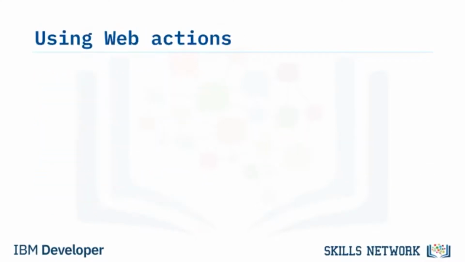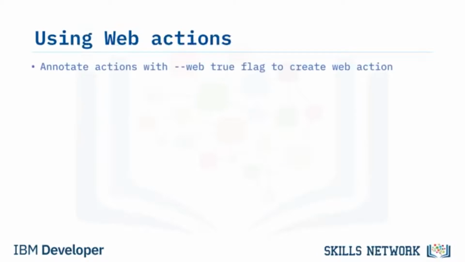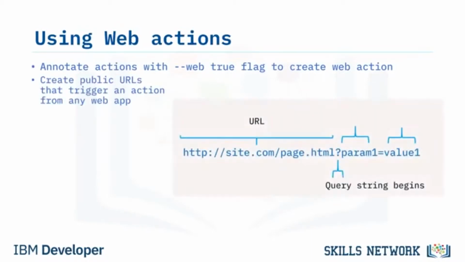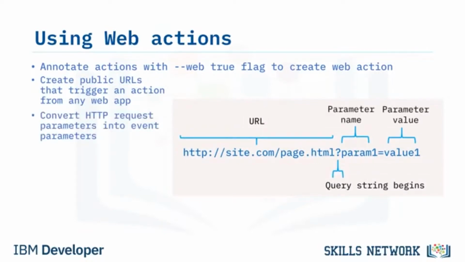When using cloud functions, you can annotate new actions using the web true flag to convert those actions into web actions. The result is the creation of a public URL that can trigger the action from any web app. Web actions can then be invoked via HTTP requests without user authentication. The HTTP request parameters are automatically converted into event parameters.